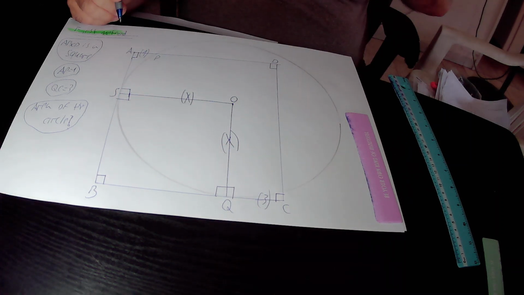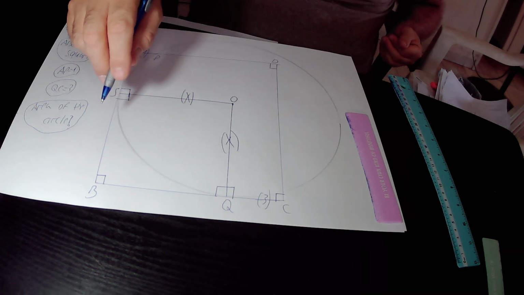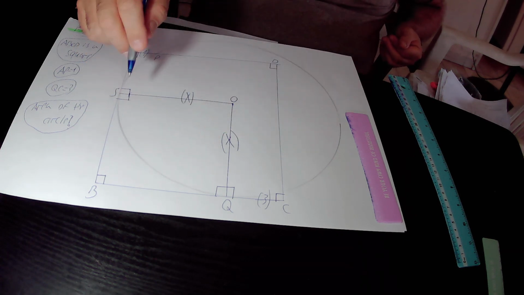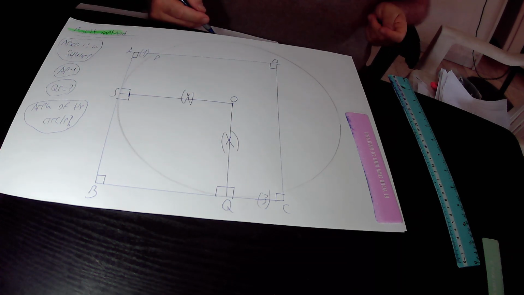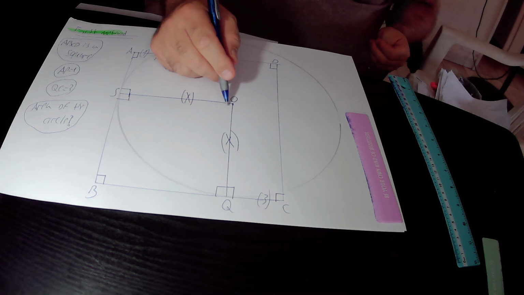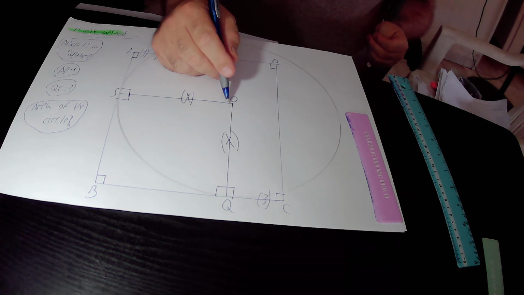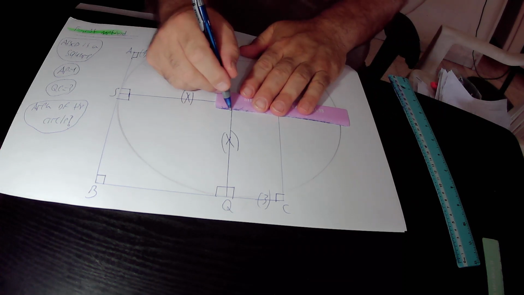So by doing these constructions, we get quadrilateral SOQB. Inside this quadrilateral SOQB, we have 1, 2, 3 right angles. The sum of 3 right angles is 270 degrees. So 270 degrees plus the size of this fourth angle must in total equal 360 degrees, according to the rule that the sum of the angles in any quadrilateral is 360 degrees, and therefore this fourth angle must also be 90 degrees.